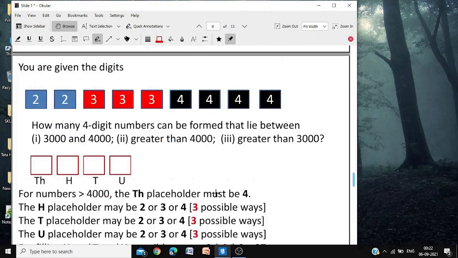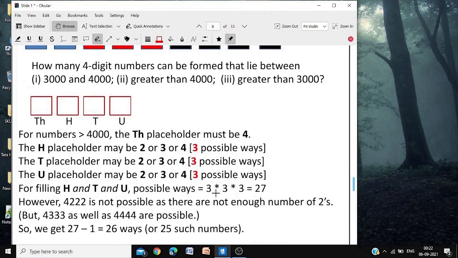The next part. Greater than 4000. For greater than 4000, you have to place 4 here. And then, as usual, you can fill the hundreds with 2 or 3 or 4, the tens with 2 or 3 or 4, and the units with 2 or 3 or 4. So for each of hundreds, tens and units you have 3 possible ways. So for filling hundreds and tens and units, 3 and 3 and 3, that is 27.